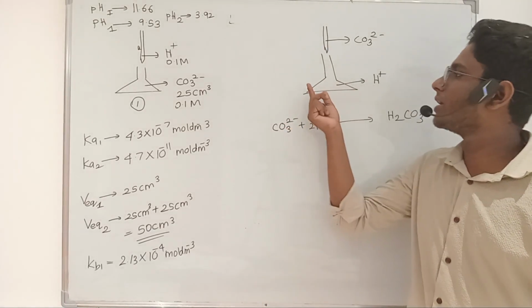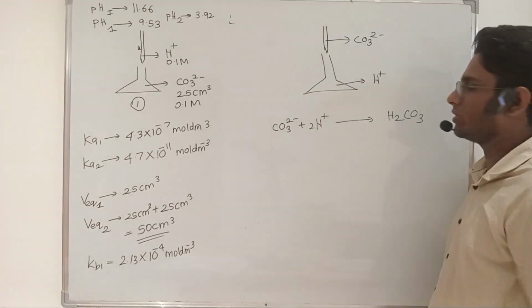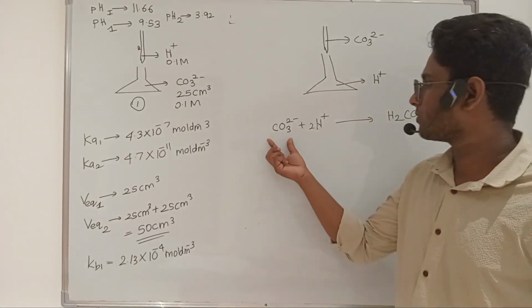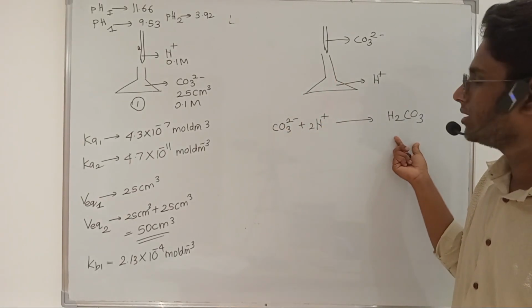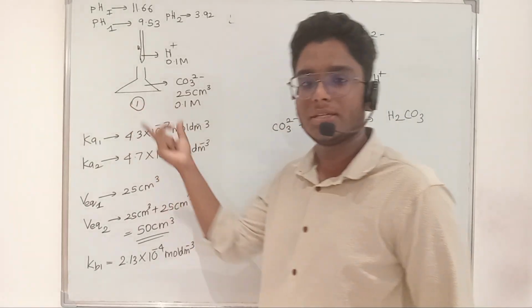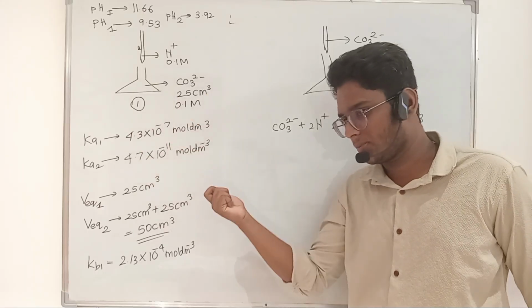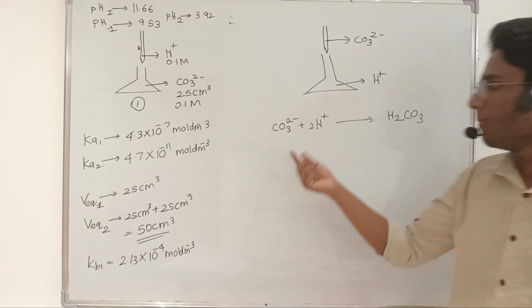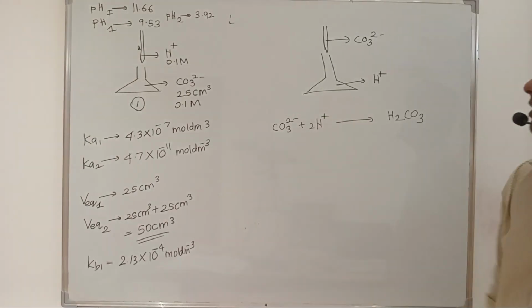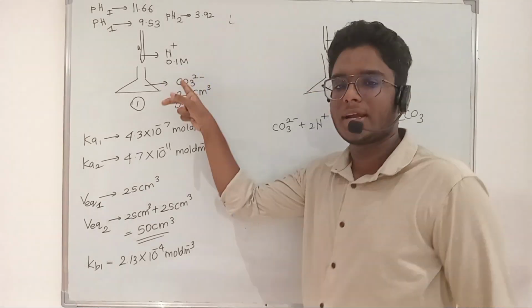So in this type of titration you'll have only one equivalence point, like the normal equivalence point reactions. Carbonate comes in at once and converts to carbonic acid. In the other case it happens in two steps: carbonate converts to bicarbonate, and bicarbonate then converts to carbonic acid. But here it converts at once. So you have to be careful with how it is placed in the titration flask.